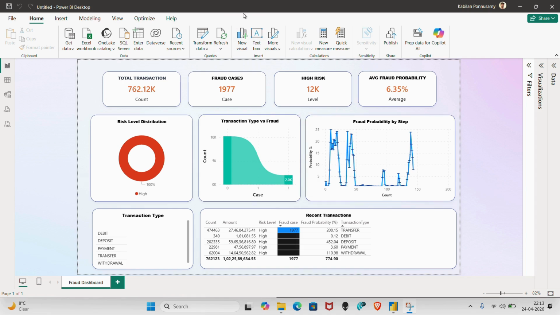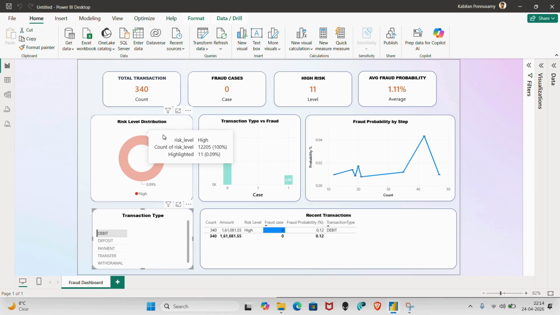So this table summarizes the count, amount, risk level, fraud cases, fraud probability, and transaction types. From this table, we can again confirm that transfer transactions dominate both the transaction volume and the fraud count. So this unified dashboard gives a clear high-level understanding of the fraud distribution before we go to each transaction type. Now we will go to the debit dashboard.